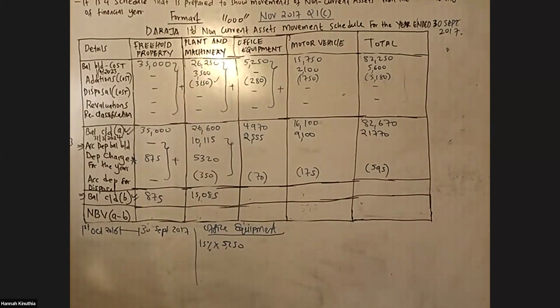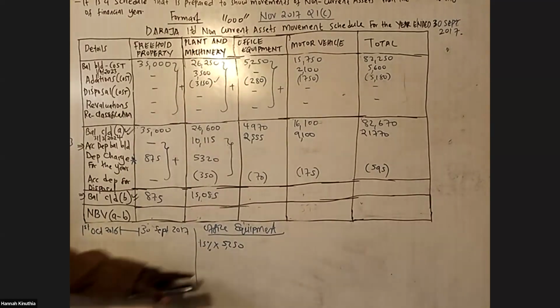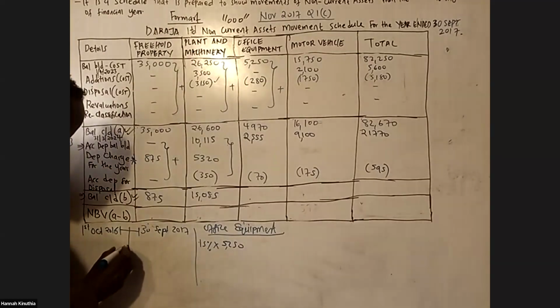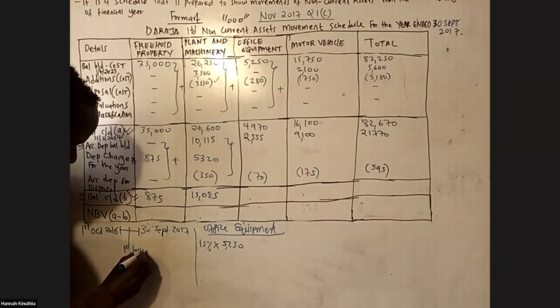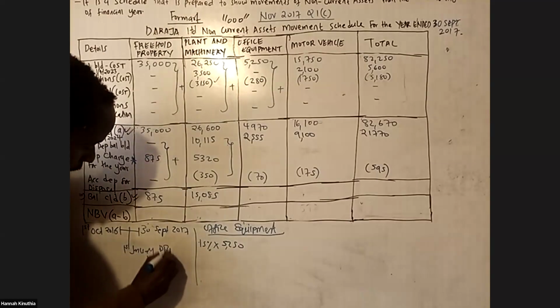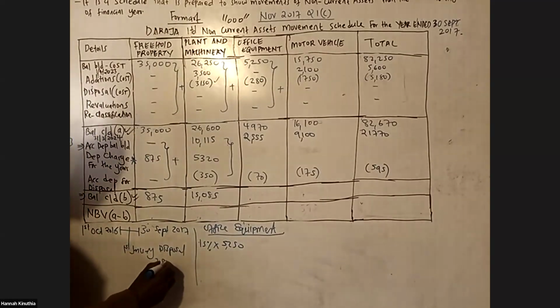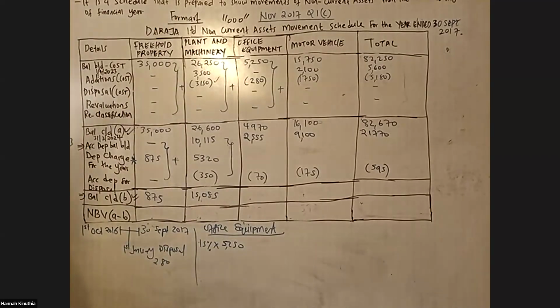Now, office equipment, there was no acquisition for this office equipment, but on 1st January, there was a disposal. On 1st January, there was a disposal of office equipment of 280. So this 280 was there from which period?